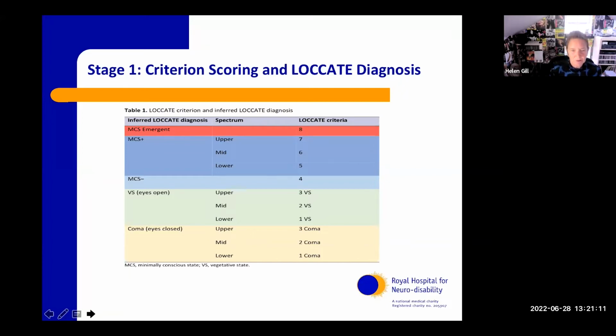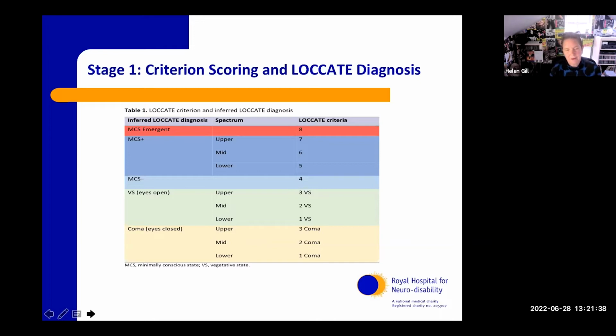Those same levels apply for VS, but obviously you have eyes open and all the criteria that link with VS. So we have lower, mid and upper there. So they're levels 1 to 3 for both of those, dependent on the eyes open. LOCCATE criterion level 4 will apply to MCS minus. And then, as Karen said, we have divided MCS plus up into lower, mid and upper. So that includes 5, 6 and 7.